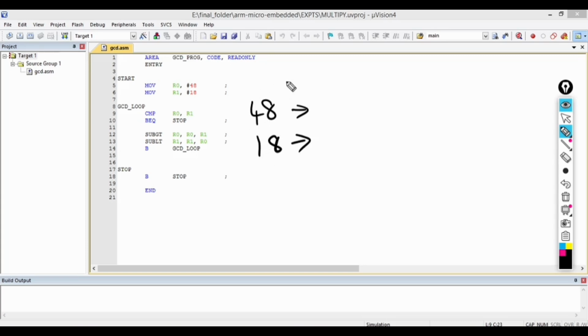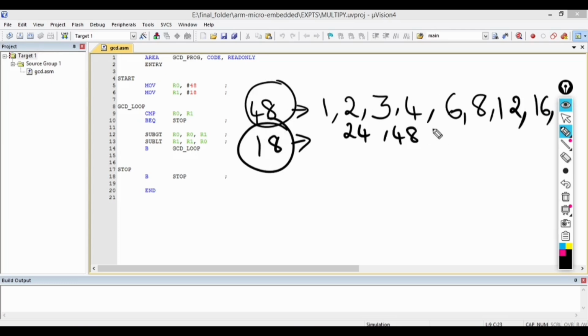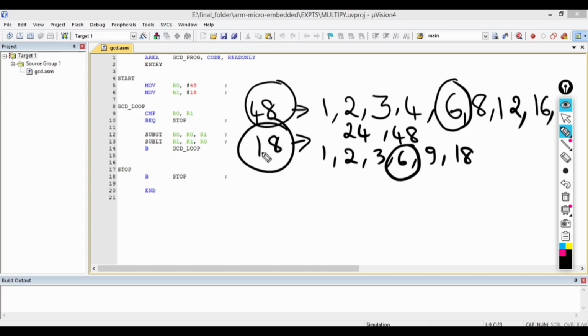When I say greatest common divisor, if you consider the number 48 and the number 18, we are trying to find the largest number which divides both the numbers exactly. That is, if you consider the number 48, these are all the numbers which can divide 48, and now for the number 18, these are the numbers which are perfect divisors of 18. If you compare the lists, the greatest number which is common in both is nothing but 6. So 6 is known as the greatest common divisor of the given two positive numbers 48 and 18.